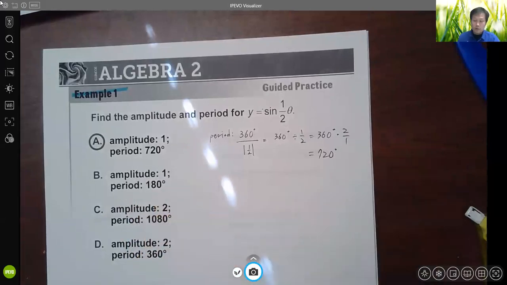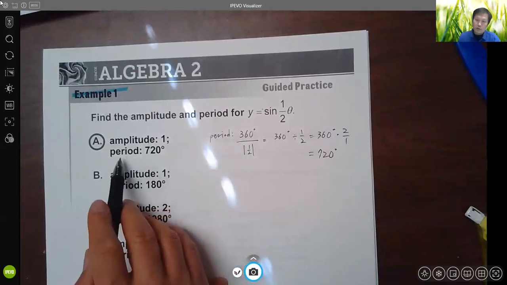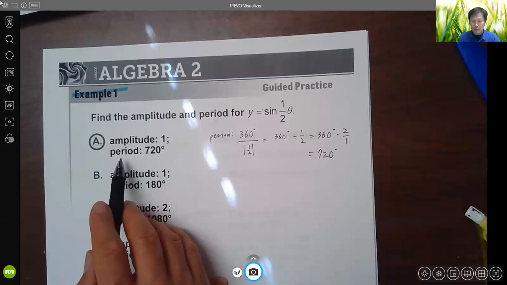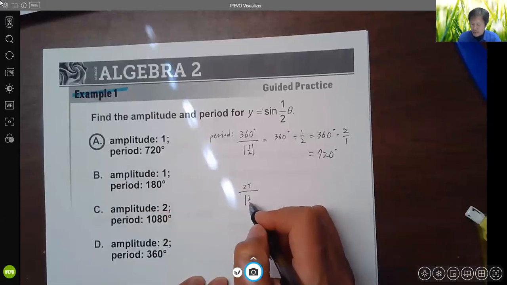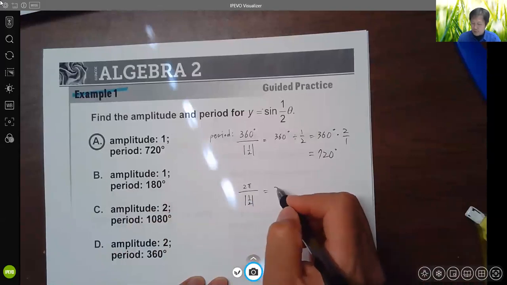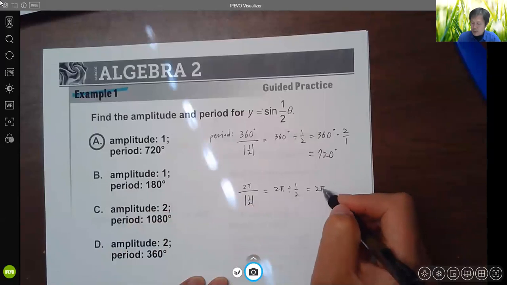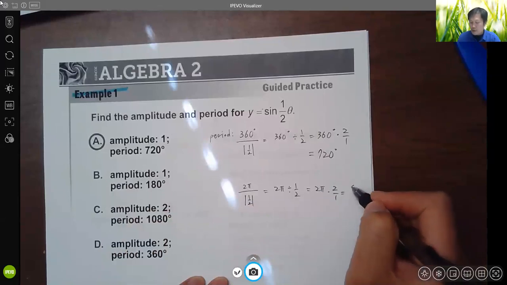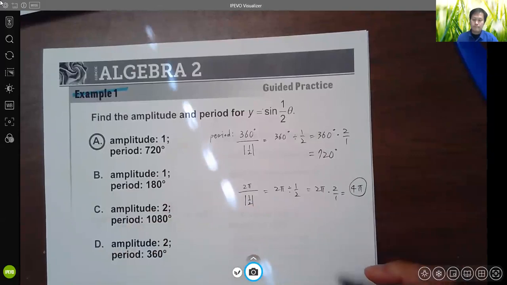But you need to practice. Usually they will ask you period in radians. So how do you do that? 2 pi over absolute value of B, which is 2 pi divided by 1/2, which is the same as 2 pi times 2 over 1. So 4 pi will be your answer as a period most of the time.